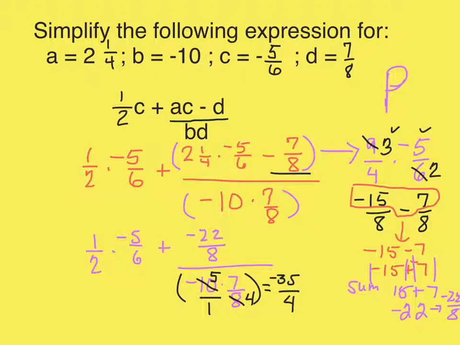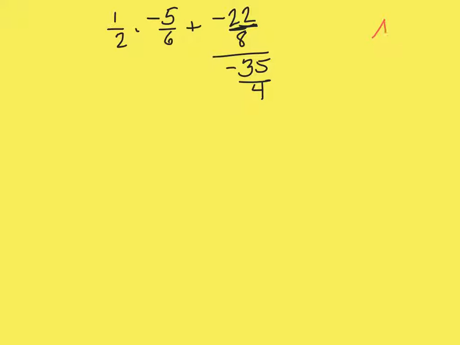So I'm going to have to go on to my next page to rewrite the next part of this. So I'm going to have 1/2 times negative 5/6 plus negative 22/8 divided by negative 35/4. So now I know that I've finished off all of my parentheses. I don't have any exponents. So the next thing I'm going to be doing is multiplying and dividing in order from left to right.